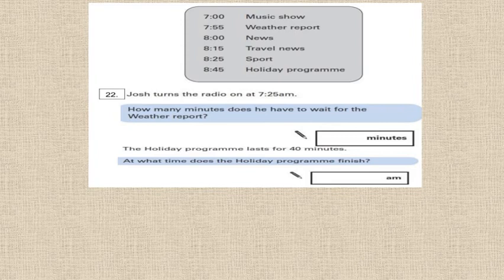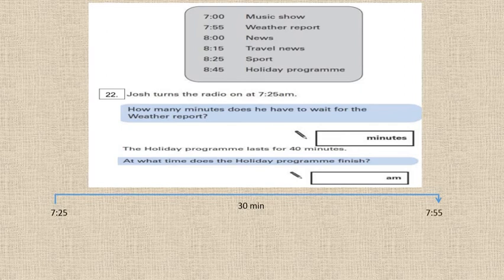At 7:55, it's a weather report, and so on. The question said that Josh turns the radio on at 7:25 a.m. How many minutes does he have to wait for the weather report? So first, I will start at 7:25. I will make it in a timeline. I will start at 7:25. I have to walk to 7:55. So I will walk 30 minutes to reach 7:55.